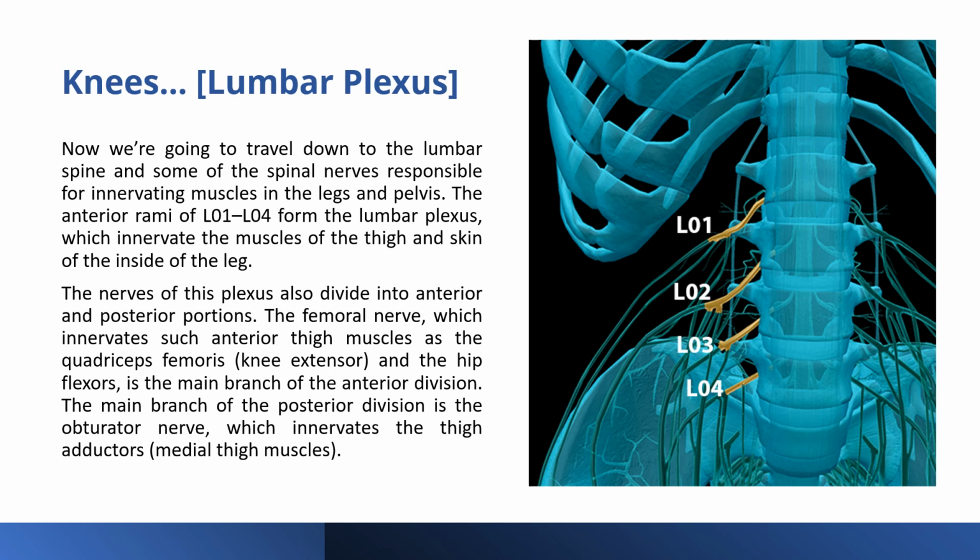The nerves of this plexus also divide into anterior and posterior portions. The femoral nerve, which innervates such anterior thigh muscles as the quadriceps femoris, knee extensor, and the hip flexors, is the main branch of the anterior division. The main branch of the posterior division is the obturator nerve, which innervates the thigh adductors, which is the medial thigh muscles.